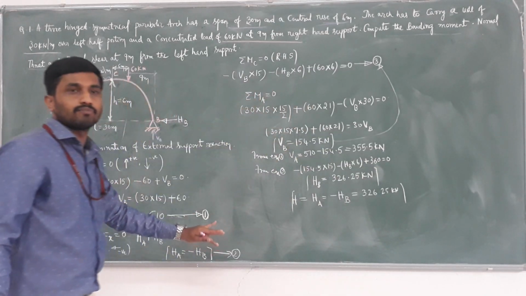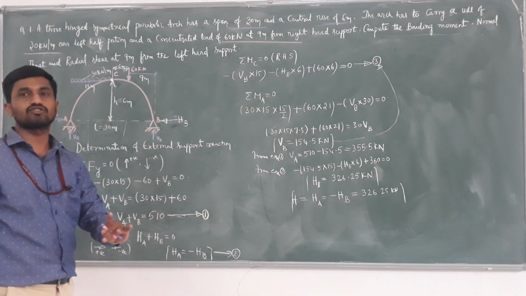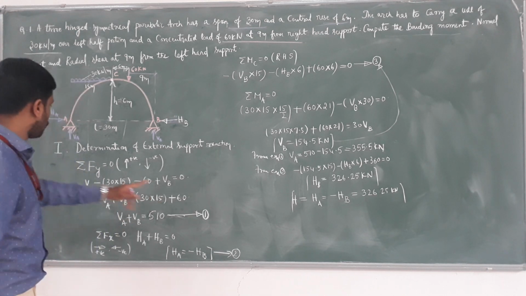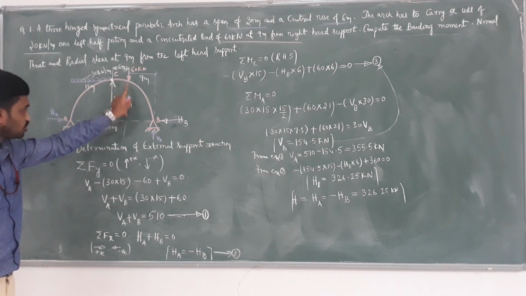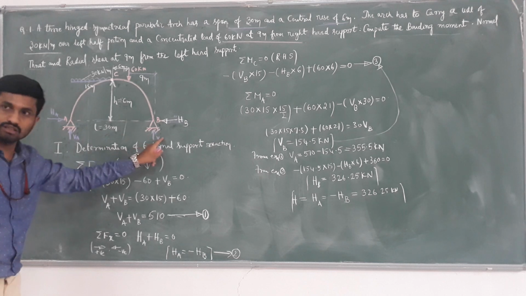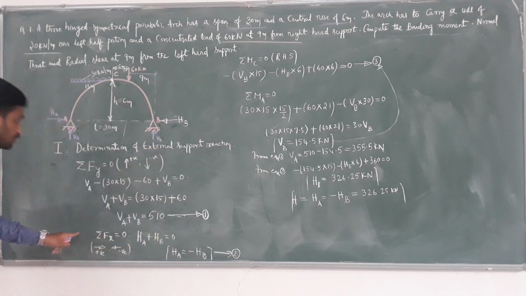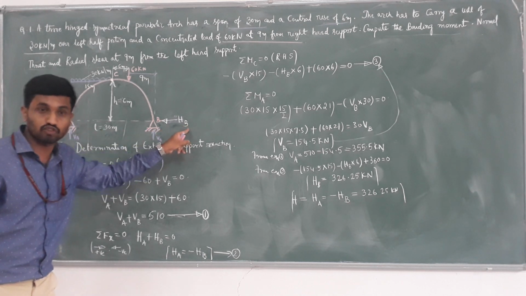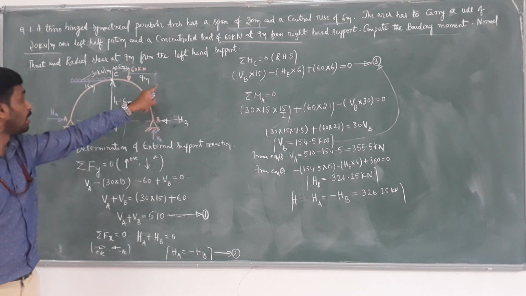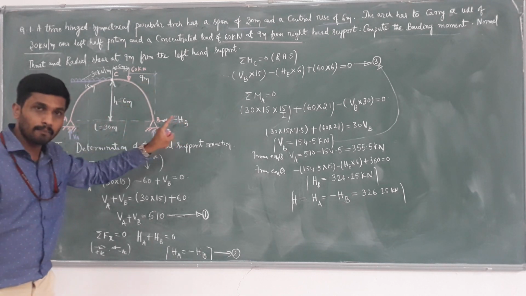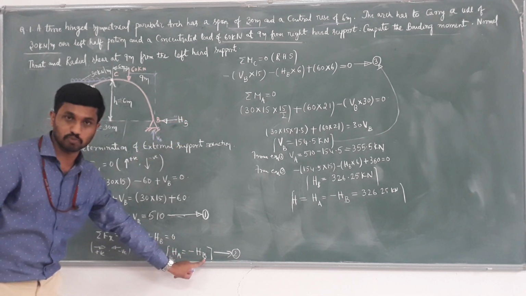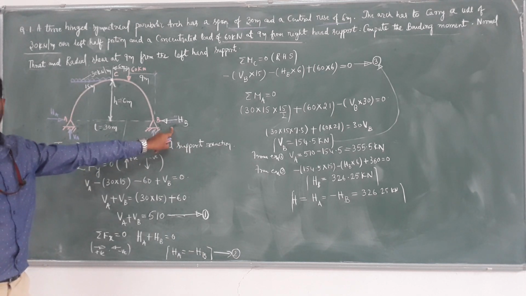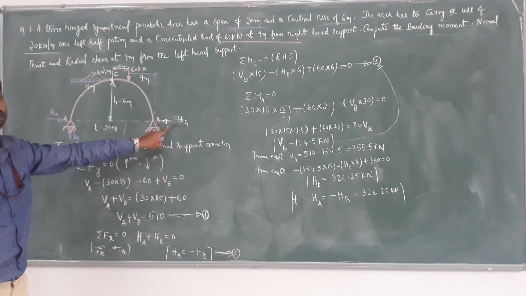So this is the first step, determination of external support reactions using equations of statics. What we did: first we applied sigma Fy equals 0, plus VA minus 30 into 15 minus 60 plus VB equals 0. So we got the equation VA plus VB equals 510. Next we applied sigma Fx equals 0. We have two horizontal forces, there is no inclined loading on this arch. Therefore plus HA, initially assumed positive, plus HB equals 0. So we got HA equals minus HB, that's why we reversed the direction.